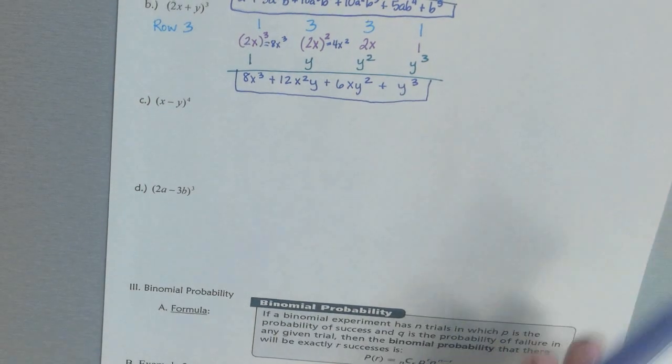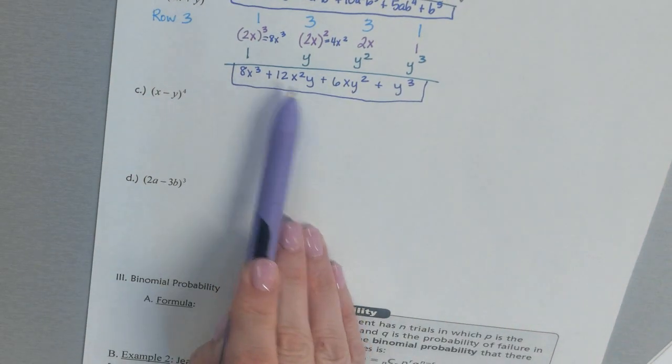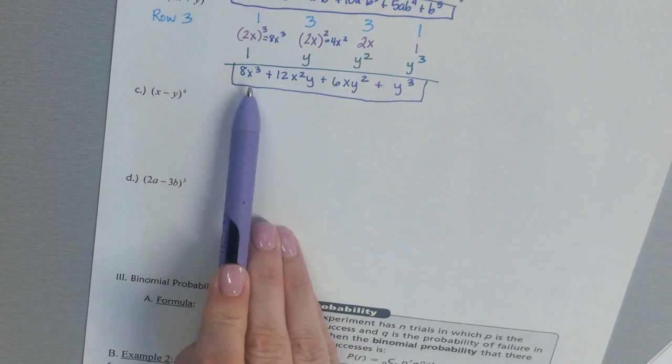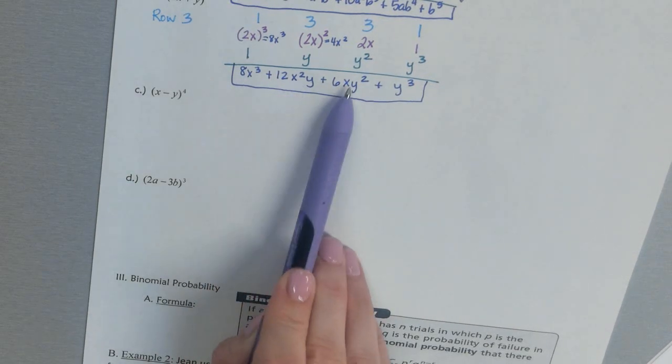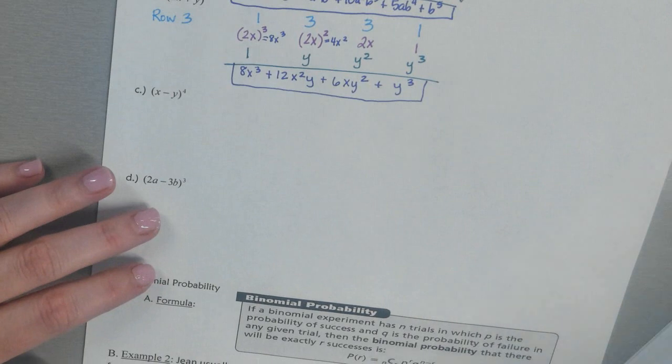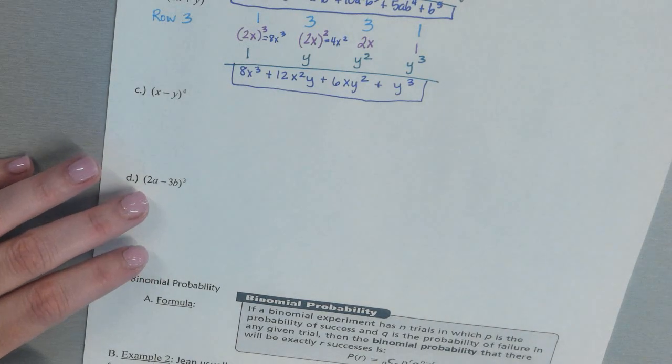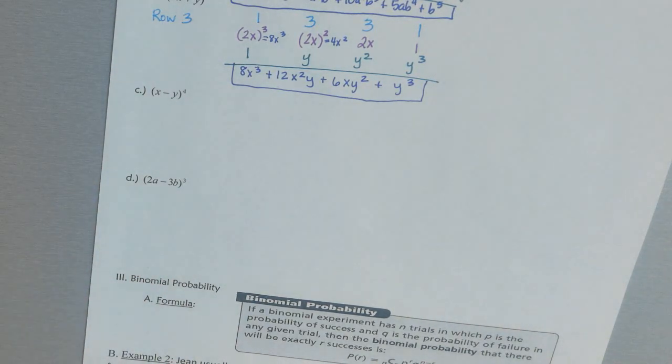And if you did it right, you'll notice the x's go 3, 2, 1, none. And then the y's start at 0 and then go 1, 2, 3. Okay, so that should always happen with what you have.